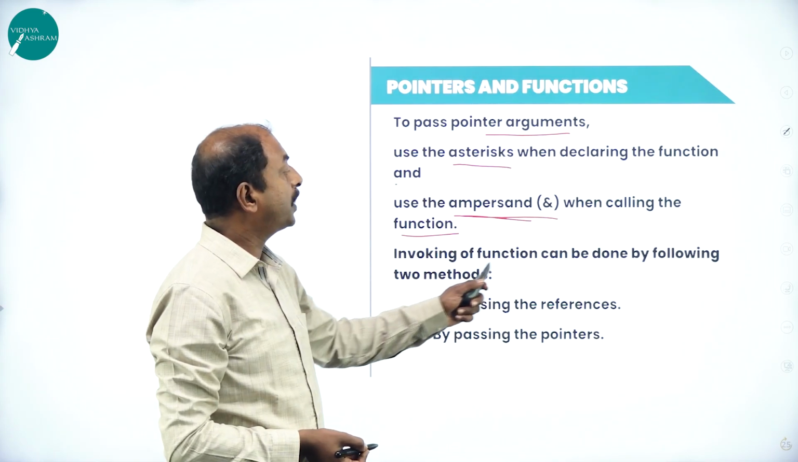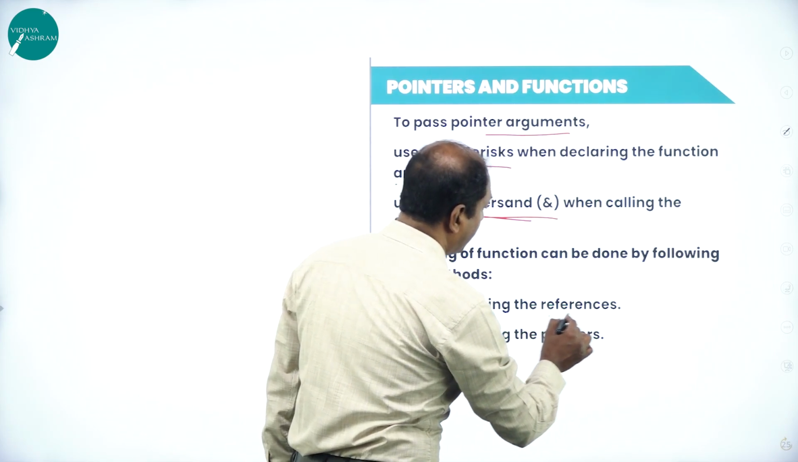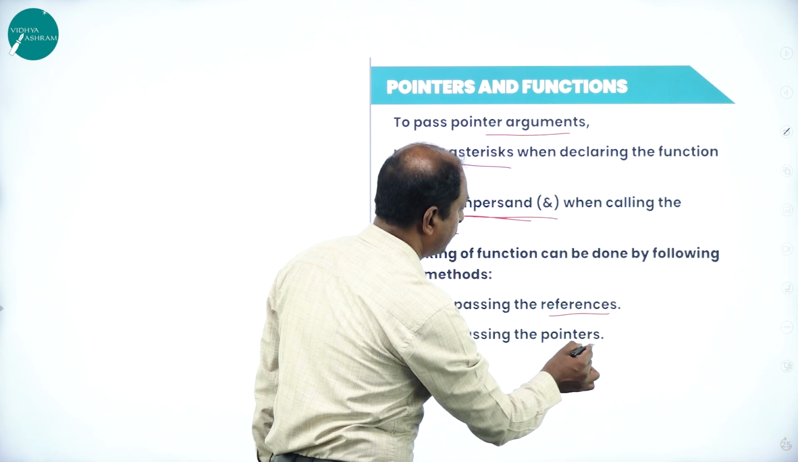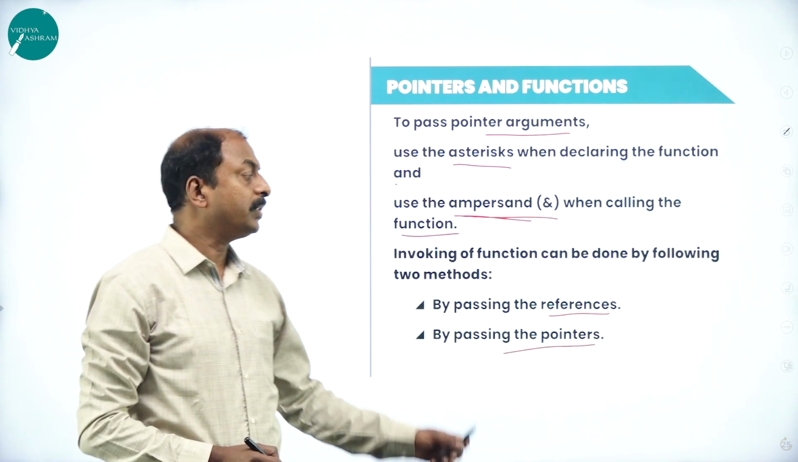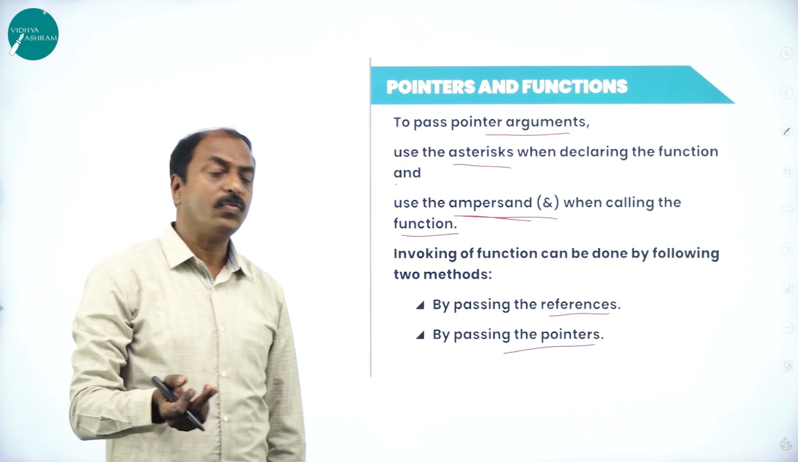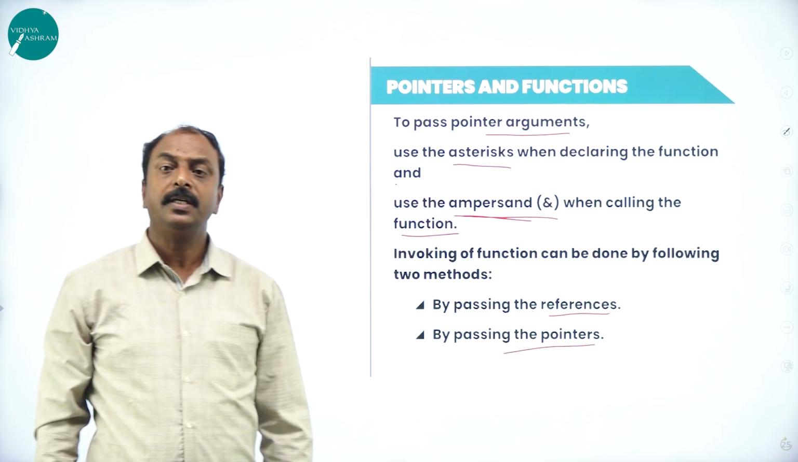Next, invoking a function can be done by two methods. One is by passing the reference and the other is by passing the pointers. This is how to invoke a function. These two are the different methods by which we can invoke functions.